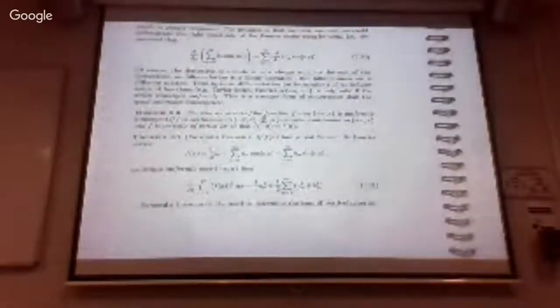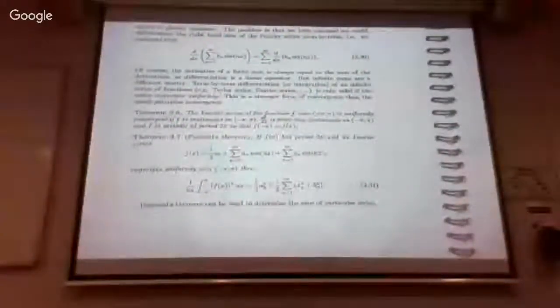So, in this morning's lecture, we spent some time looking in detail at two different types of convergence for sequences of functions. We have pointwise convergence and uniform convergence. Uniform convergence is the stronger type of convergence for sequences of functions.